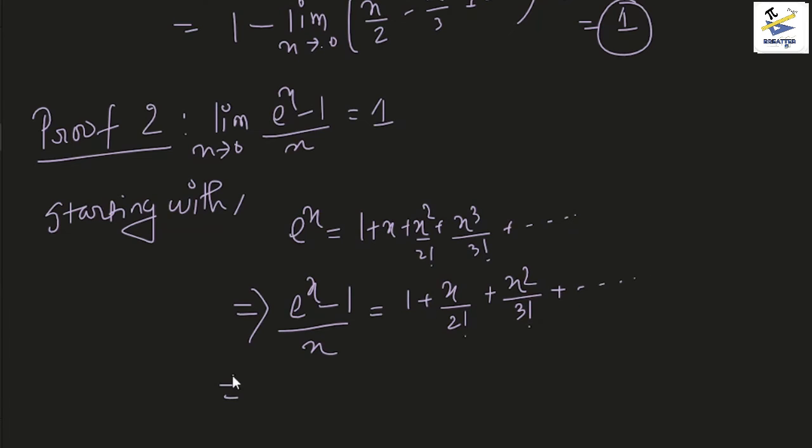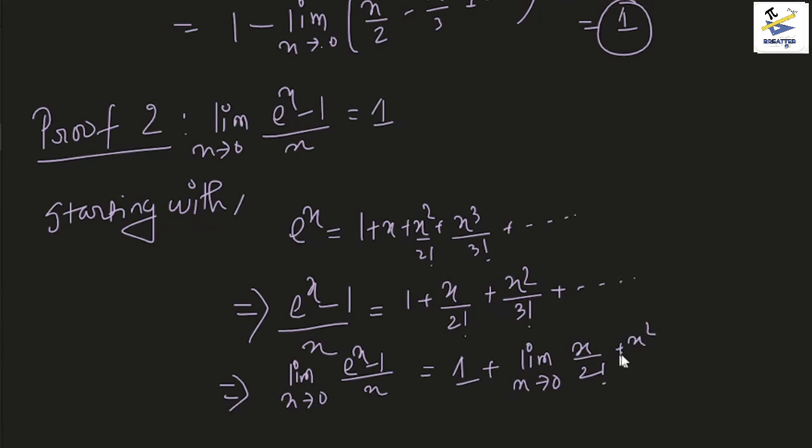Now if you apply the limit to both sides, what you get is this: you get limit x tends to 0 of e to the power x minus 1 by x equals to 1, since it's a constant, plus limit x tends to 0 of x by 2 factorial plus x square by 3 factorial and so on.